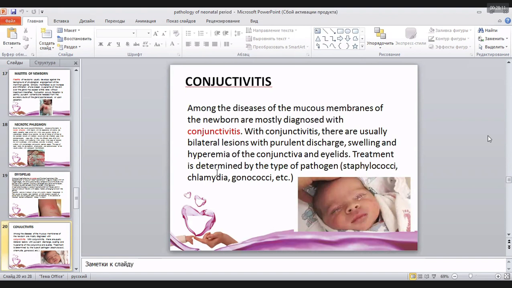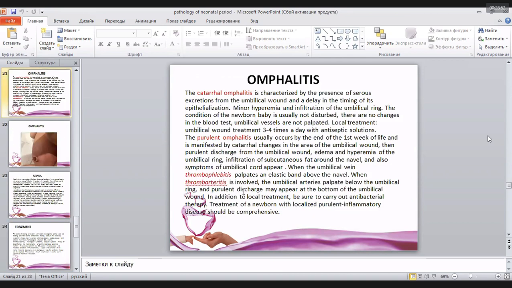And conjunctivitis is the most frequent among the diseases of the mucous membranes of the newborn. You see here the view. There are usually bilateral lesions with purulent discharge, swelling and hyperemia of the conjunctiva and eyelids. Treatment is determined by the type of pathogen. We take smears and then determine which antibacterial treatment is indicated. Very often the reason is gonococcal infection plus staphylococcus. These are the more frequent microbes which affect the eyes.